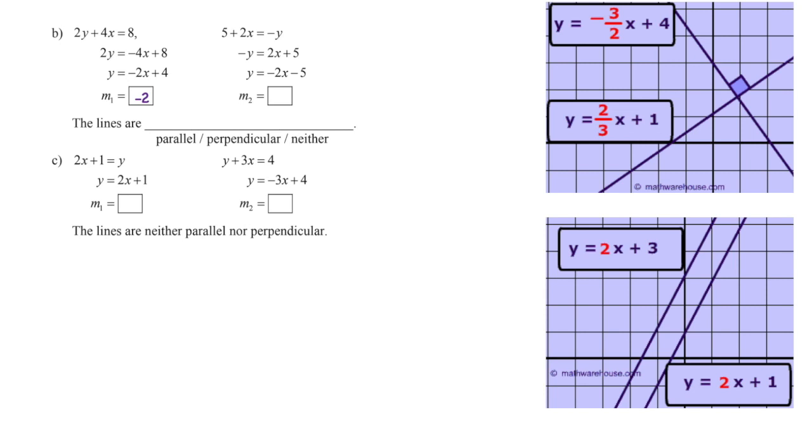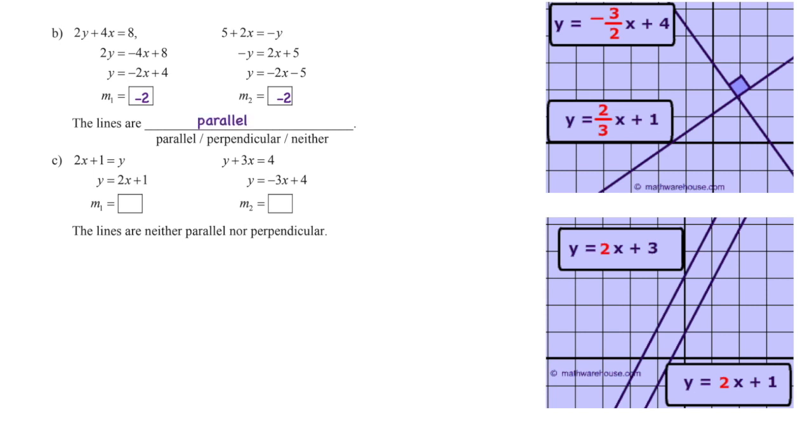On the right-hand side, I'm going to flip-flop my equation. So I'm just going to put the right-hand side on the left and the left to the right. So I have negative y equals 2x plus 5. I'll go ahead and divide everything by negative 1, leaving me with y is equal to negative 2x minus 5. Pulling out our slope, I see that my slope is negative 2. Therefore, since the slopes are the same, these lines are parallel to one another.